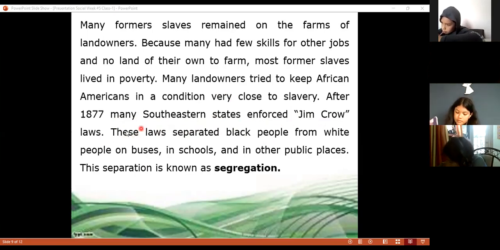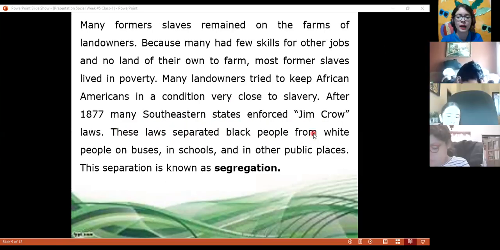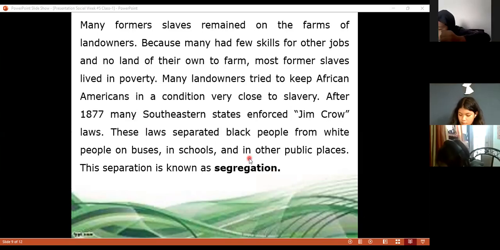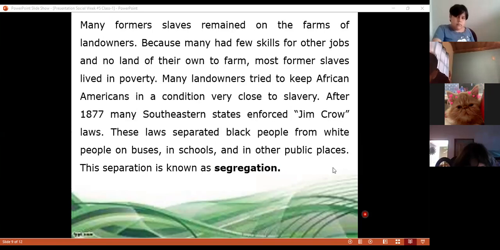What are these laws about? They separated Black people from white people on buses. Imagine that, class, that there were buses just for Black people, another bus just for white people. In the schools, if they were Black, they could not be with the white people in the same school. That is called segregation. Segregation is to separate people because of the color of their skin, of religion, or any differences that they have. So they were separated because of the color of their skin in this case, because they were Black. They needed to be in another bus, another school, and in different public places from white people.